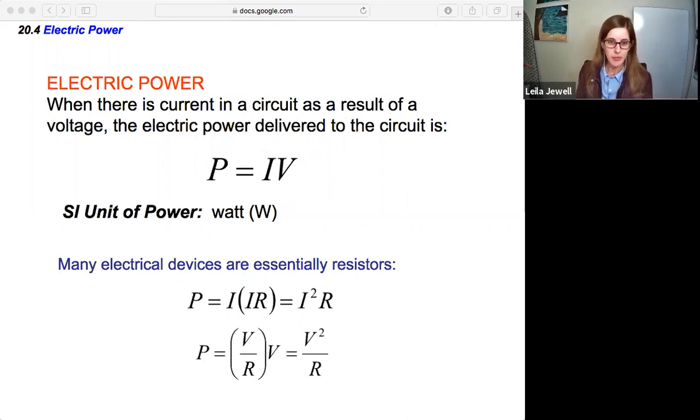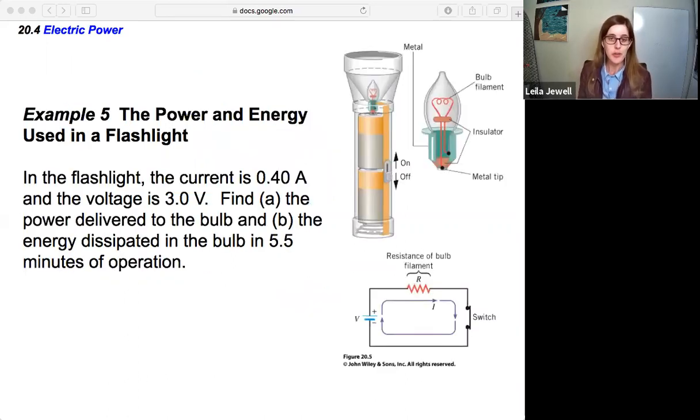Let's check out an example of this. So the power and energy used in a flashlight. We're back to our good old flashlight here. They're a reliable thing to have. So in the flashlight, the current is 0.4 amps and the voltage is 3.0 volts. We've seen those numbers before. Find A, the power delivered to the bulb, and B, the energy dissipated in the bulb in 5.5 minutes of operation.